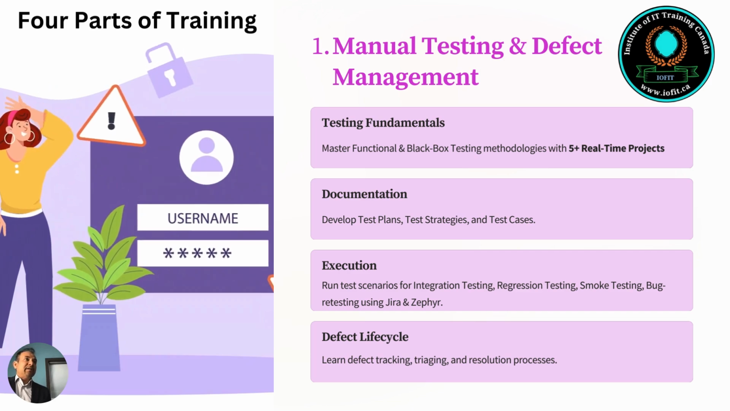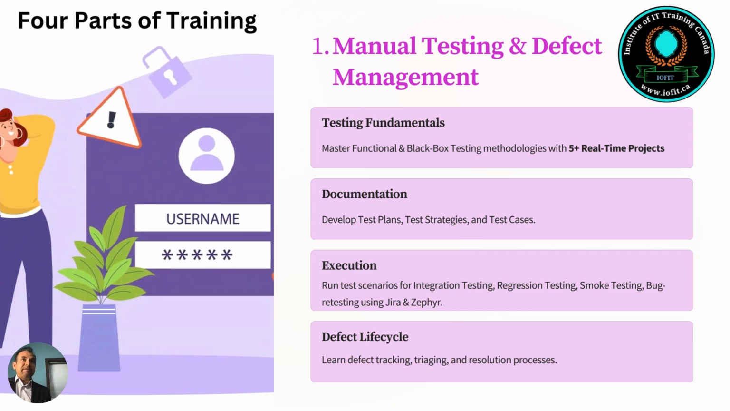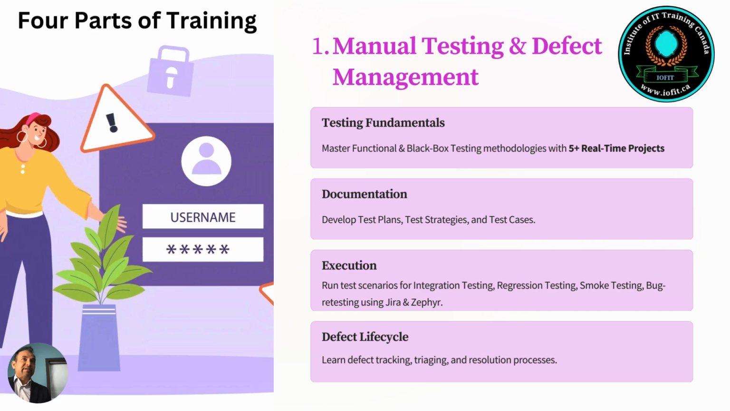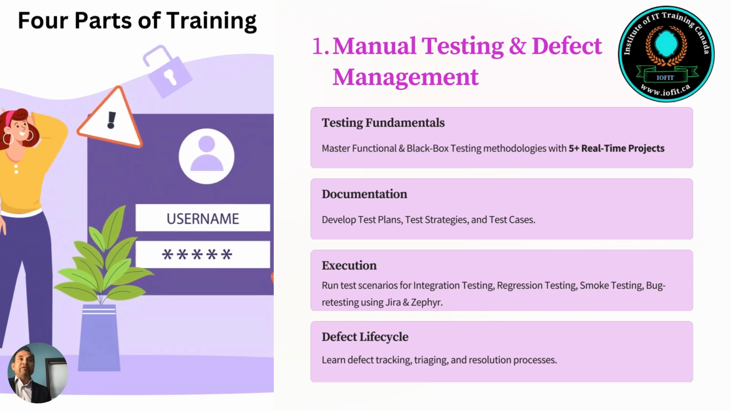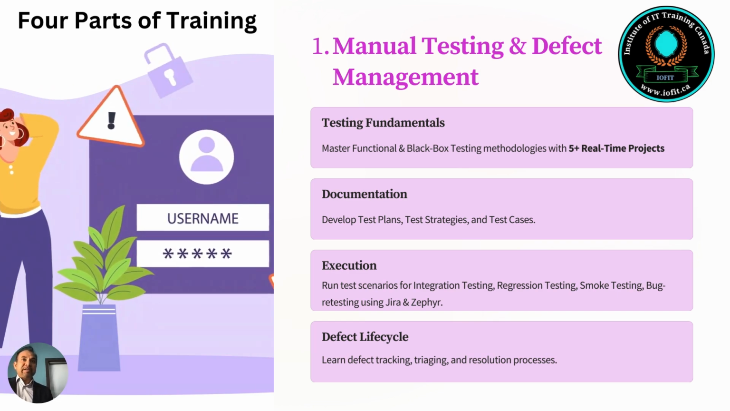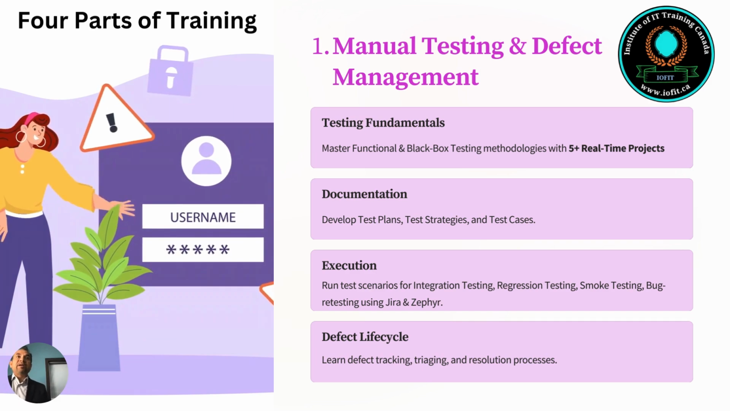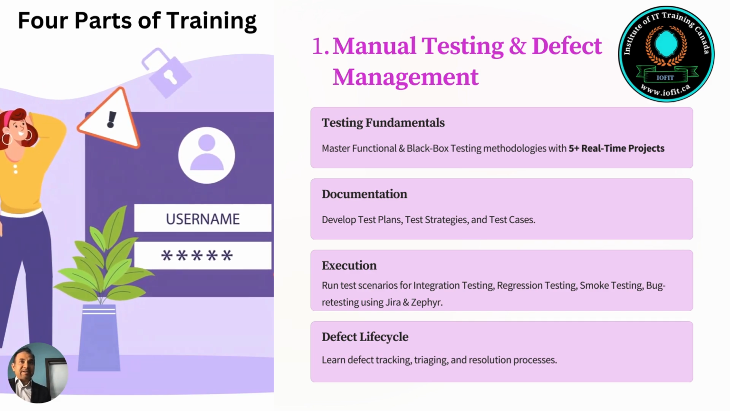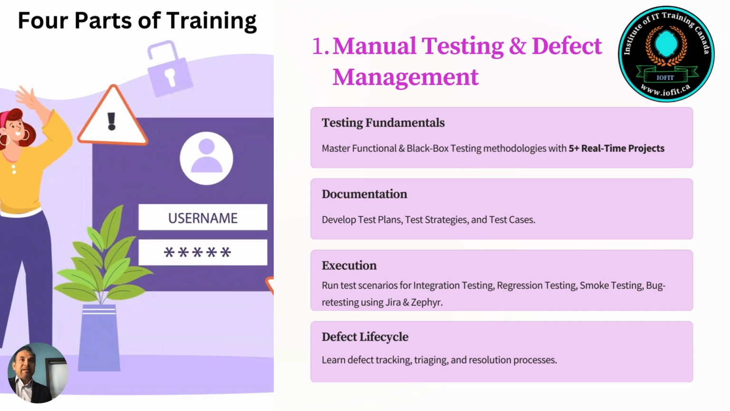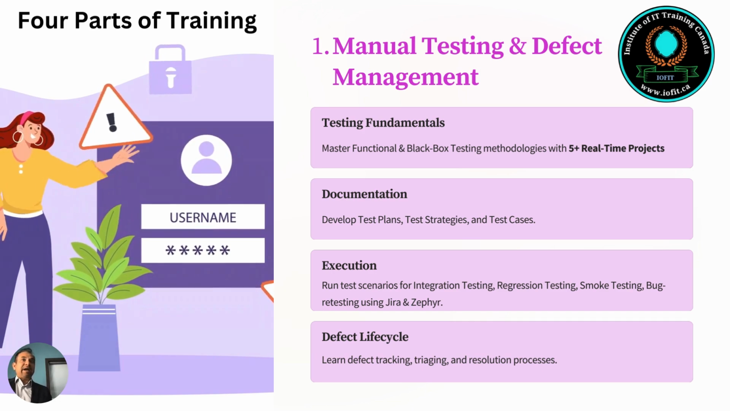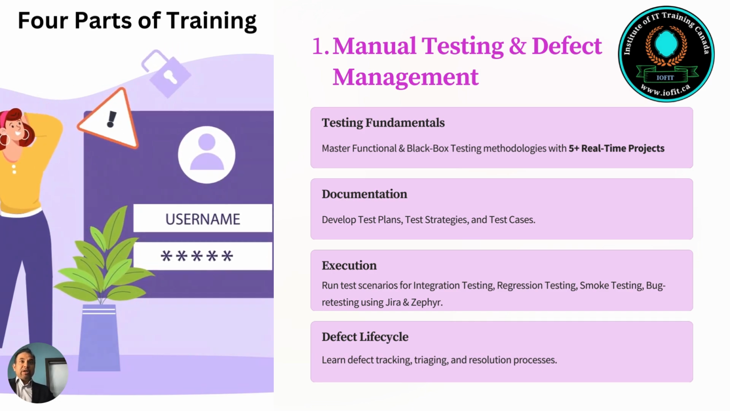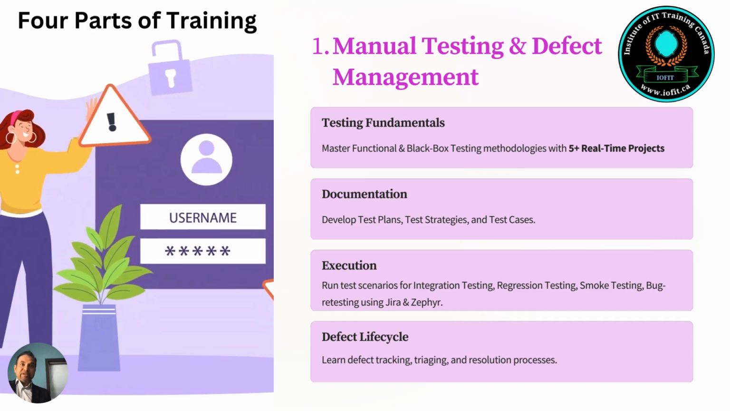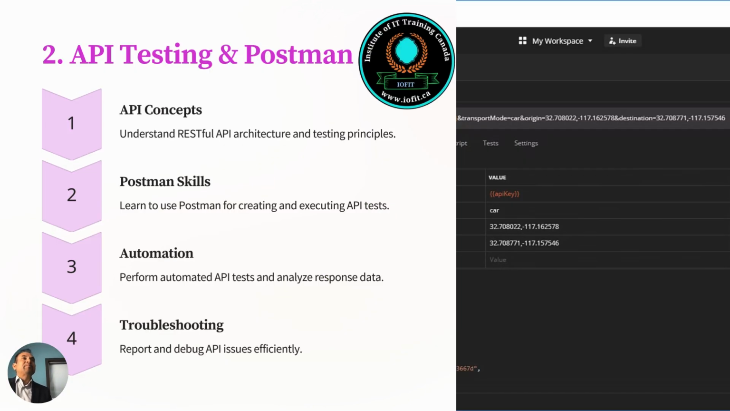First, you will be learning manual testing with defect management. This comes with 5 plus real-time projects that include how to develop test plans, integration test cases, regression testing, and test execution using the Jira Atlassian tool. You will also be learning test execution reports and defect management reports, which you will have to present to your manager when you're actually working in a job.